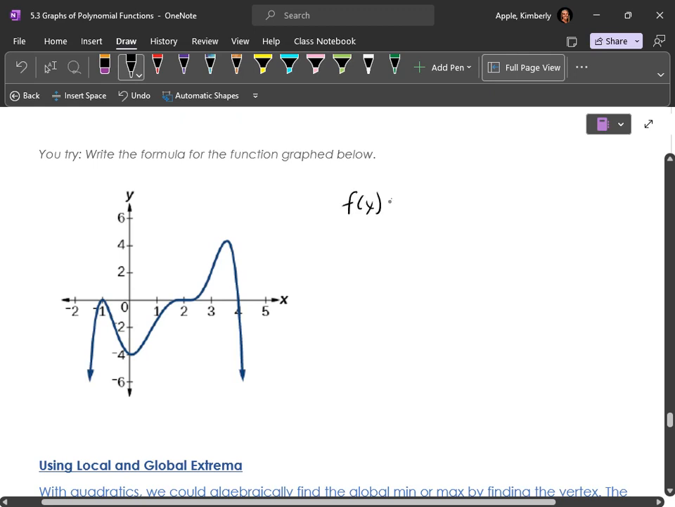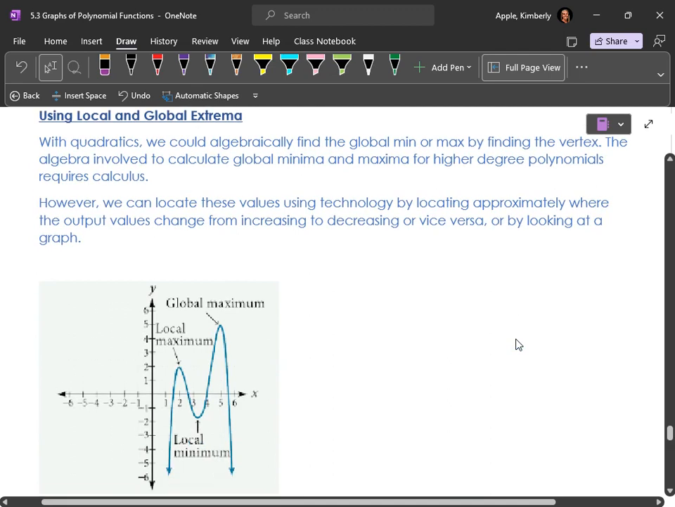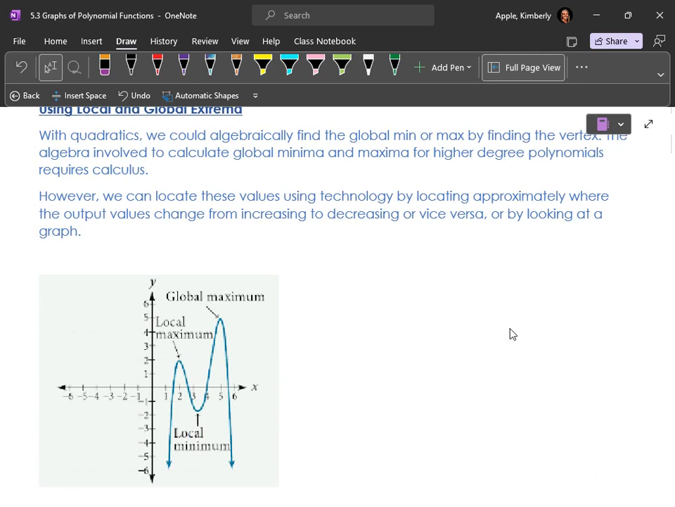All right, so this one you should get negative 1 over 8, x minus 2 cubed, x plus 1 squared, x minus 4. All right, then the last part of this section is using local and global extrema. And see, they're just the hills and valleys. Remember, we had a global maximum with any quadratic, but sometimes we will have these maxima and minima that may not be the largest maxima or minima because we have so many terms.